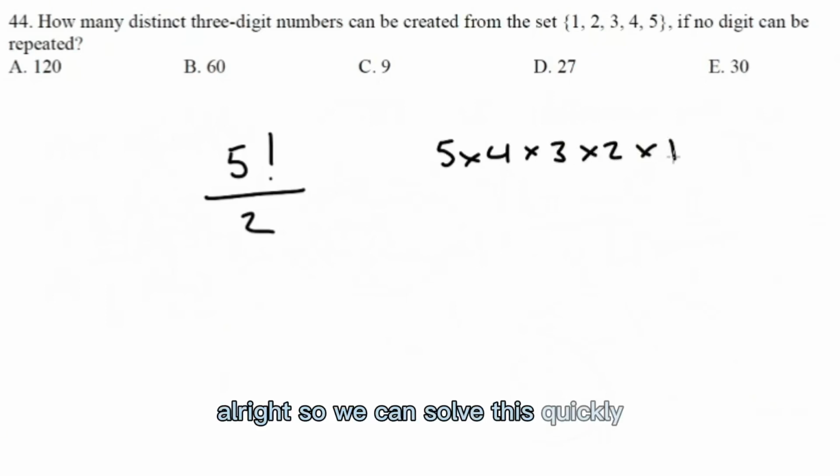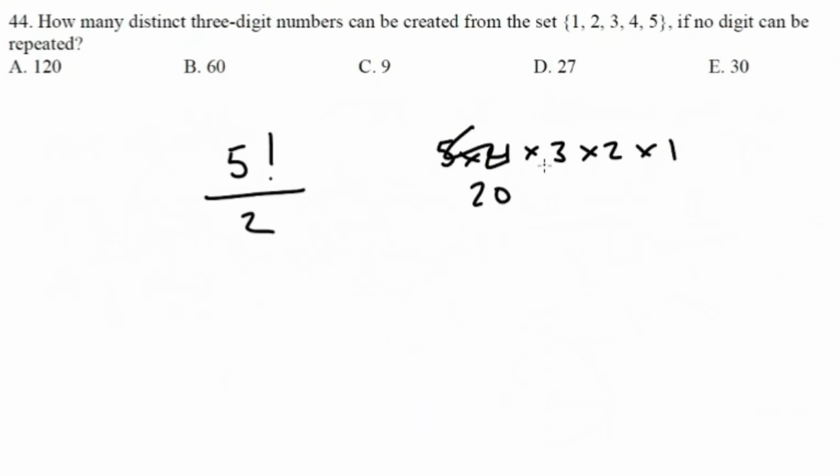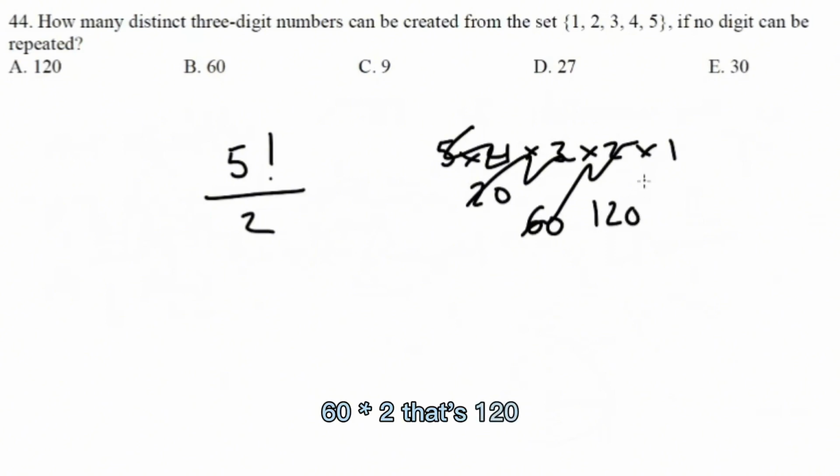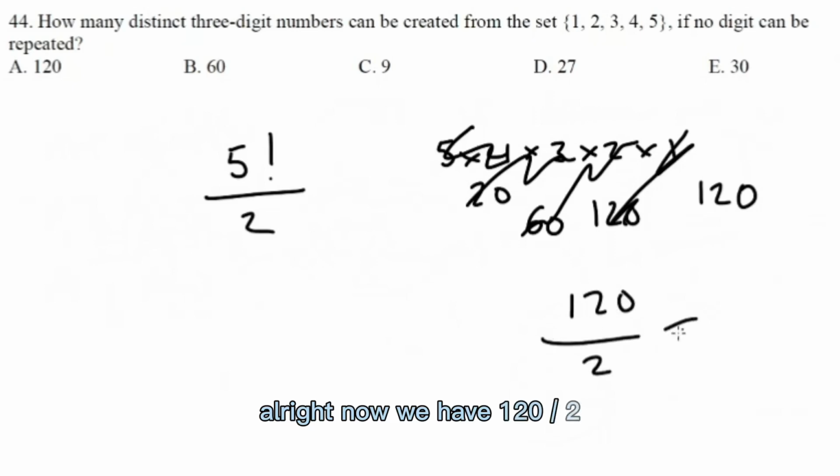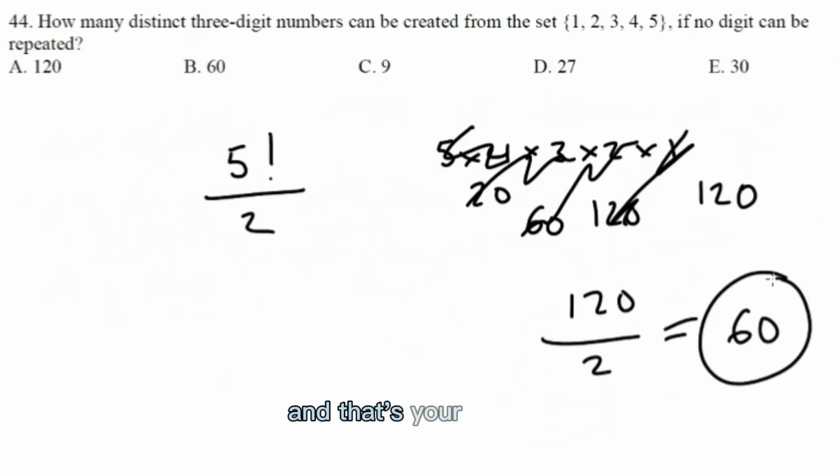Alright, so we can solve this quickly. So 5 times 4, that's 20. 20 times 3, that's 60. 60 times 2, that's 120. And 120 times 1 is still 120. Alright, now we have 120 divided by 2. And that equals 60. And that's your answer.